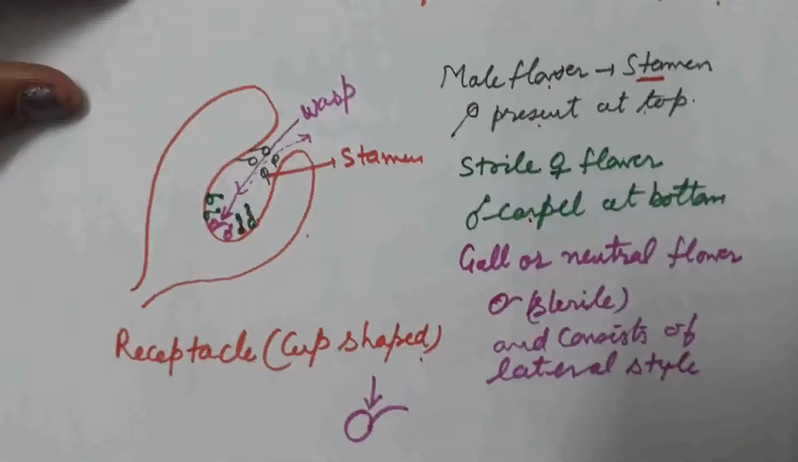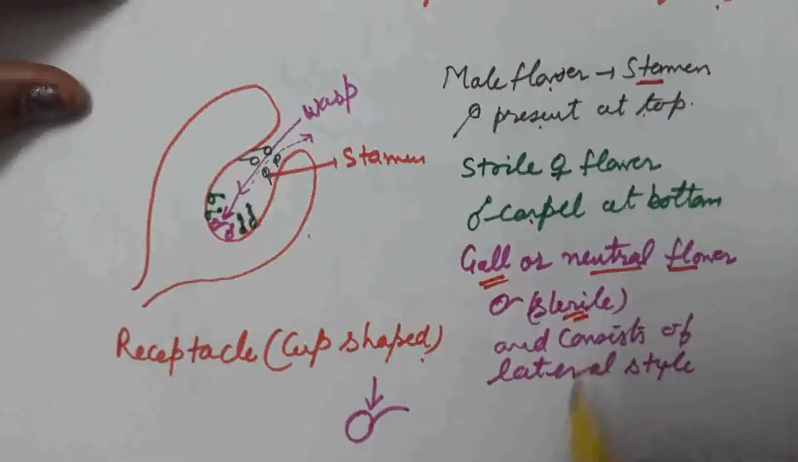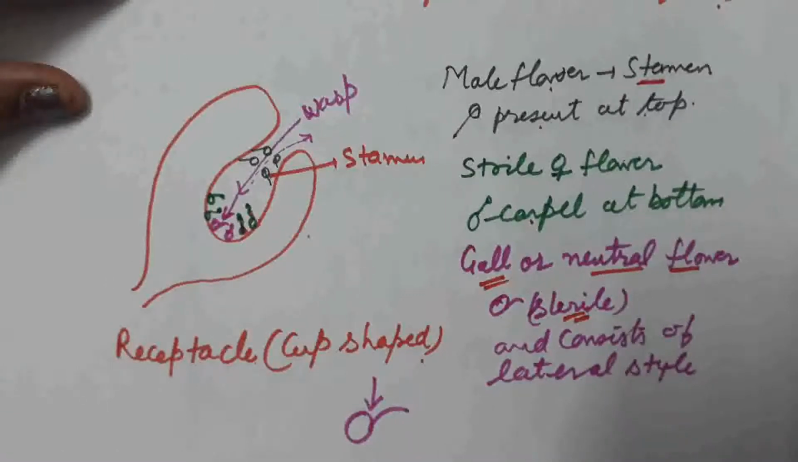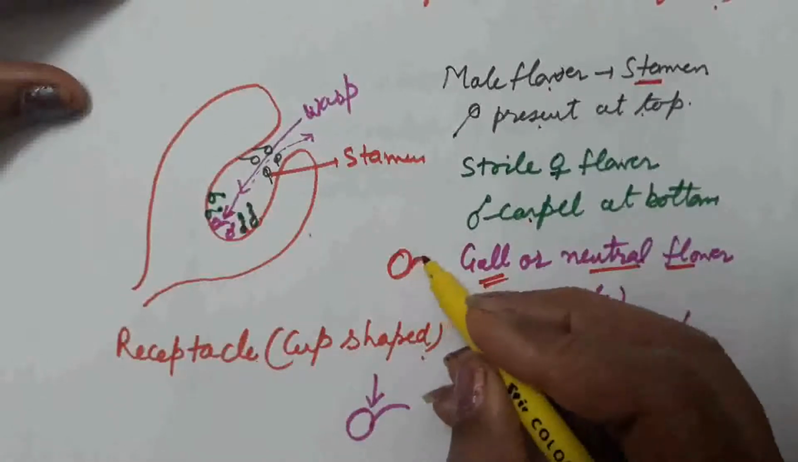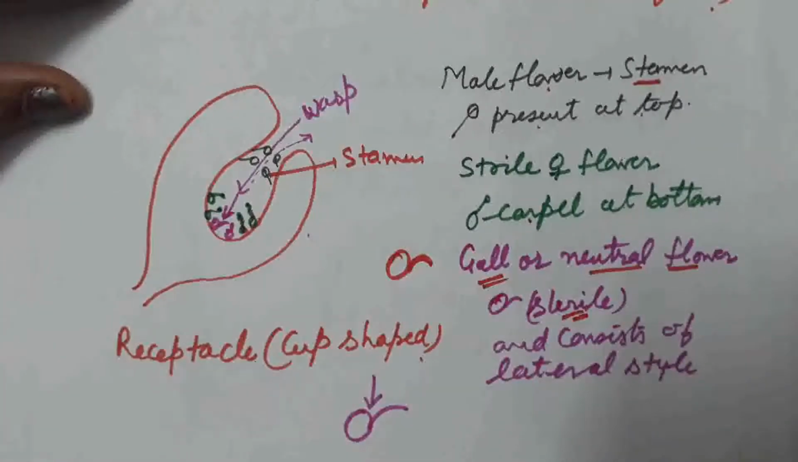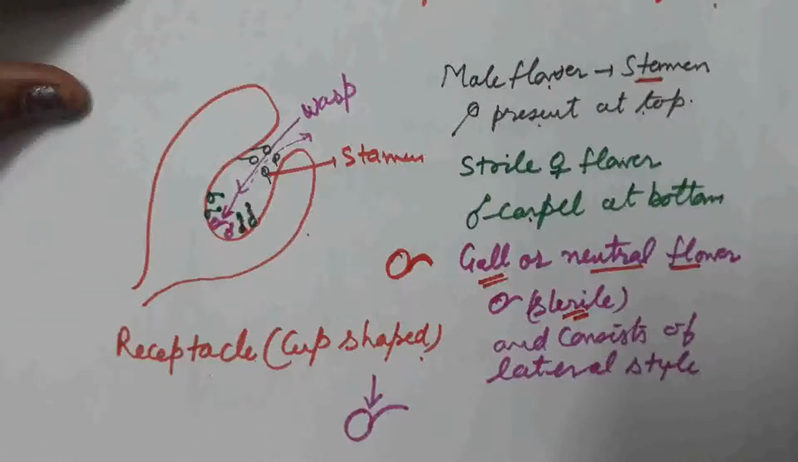Another, third type of flower, we call it the gall flower. They are the neuter flower, or the sterile flower. What is important in the case of gall or neuter flowers is that they possess the ovary, and in this case a lateral style is present, and these gall flowers are present in the middle of this cavity of the receptacle. This is the kind of arrangement of three types of flowers in the cavity which is formed by the cup-shaped receptacle.